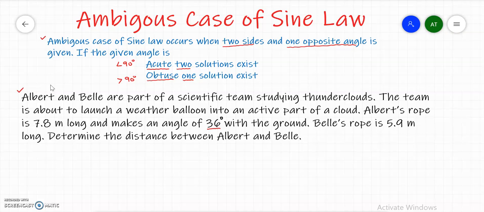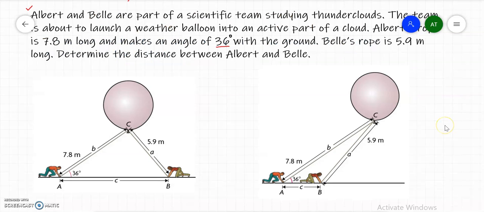So we can see the angle is 36 degrees, which is less than 90 degrees. The angle is acute, so two solutions exist. We can make two possible triangles. Let me draw both of the triangles first. These are the two possible triangles when we are given two sides and one opposite angle.